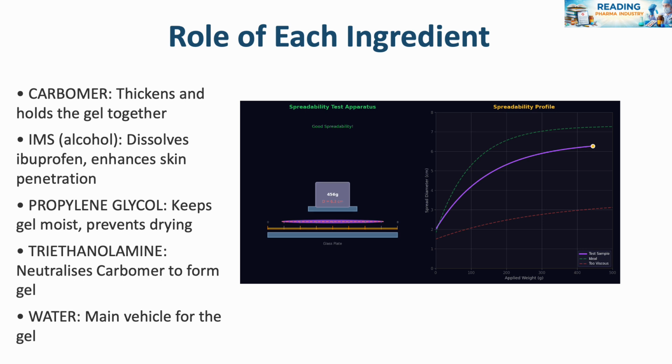The base, triethanolamine, will neutralize the pH because carbomer is acidic, and that helps with providing a charge, which helps with forming a network. And of course, water is the main vehicle for the gel.